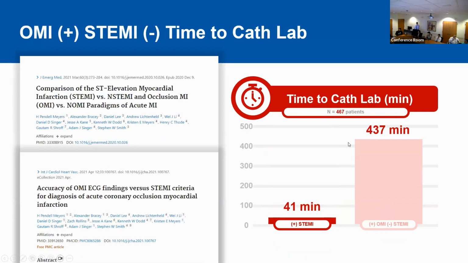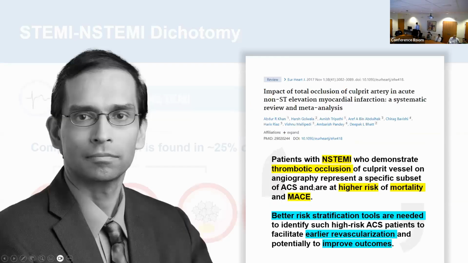And studies that have looked at the time to cath for this subgroup found that the STEMI-negative OMIs tend to get to the lab about 10 times later, with an average of 440 minutes compared to 40 minutes if there was significant ST segment elevation.